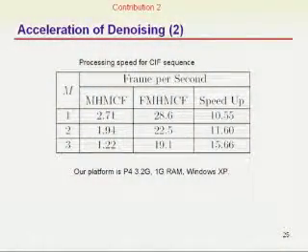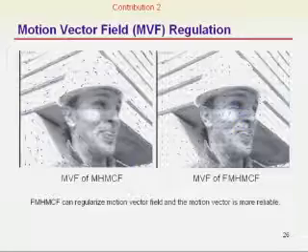For the processing speed for CIF, on our P4, 3.2 gigahertz, 1 gig RAM, Windows XP platform, the original method using full search can only do 2 to 3 frames per second. Using the fast search, we can do 20-something frames per second, about 28. So this is quite a bit of speed up. Okay, the motion field becomes smoother.